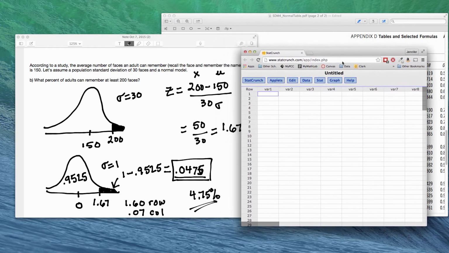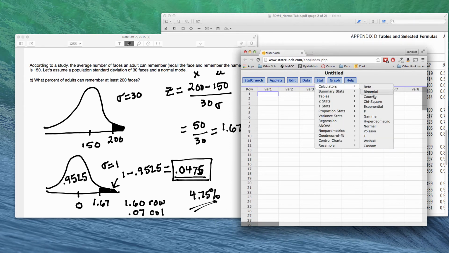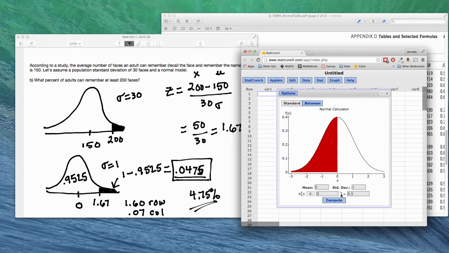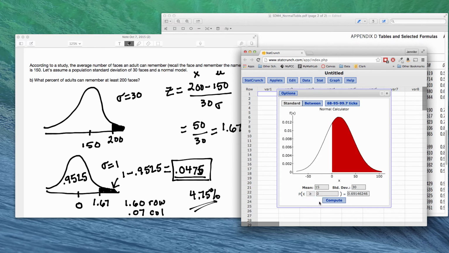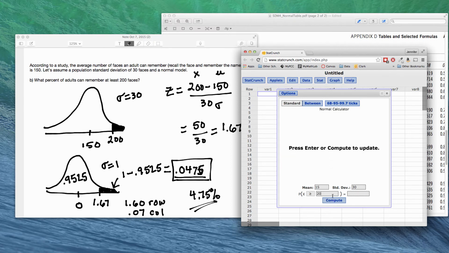So I've opened up StatCrunch here. I go to Stat, Calculators, Normal. I have a normal model. And now I'll start filling in what I know. There's a couple different ways to do this. StatCrunch, because you get to fill in the mean and the standard deviation, you can actually fill in the mean of 150, the standard deviation of 30, and then change directions on the sign because we want to find area to the right. See how it just flipped there, the color? We're looking at area to the right. Greater than 200 faces, and leave the last place blank. This is where we're going to get our answer. Oh, see my error there? My mean is not 15, it's 150. There we go. Make that change.